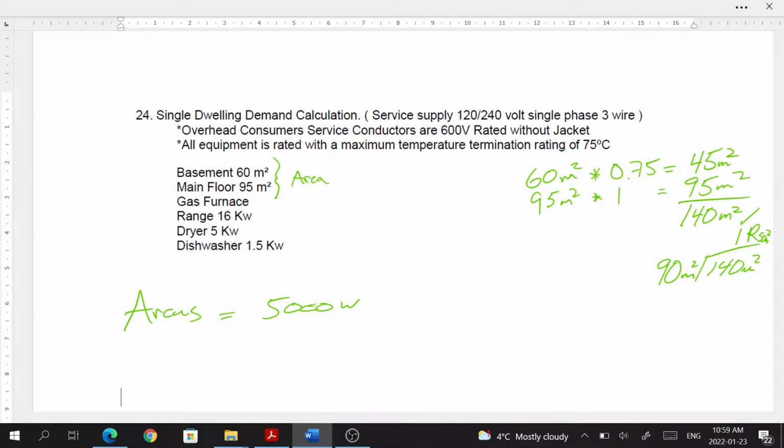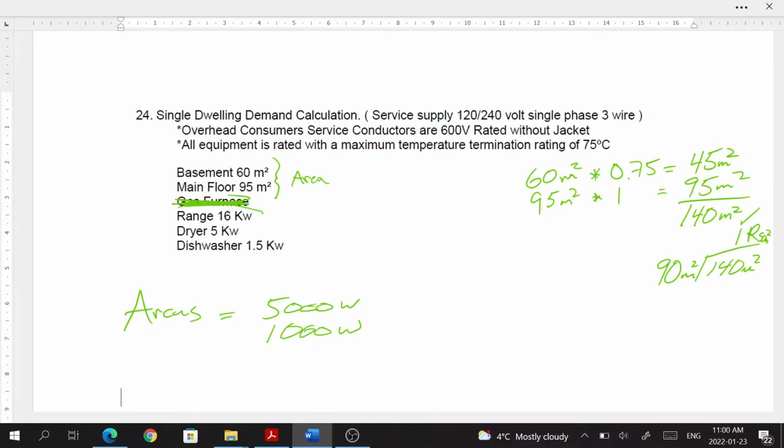And then any portion thereafter, so this 50 meters squared, we're going to take that at 1,000 watts. So our total area, we're going to account 6,000 watts to. Now we have our gas furnace. Gas doesn't use electricity. You might need a plug for the pilot light, but that takes a very minimal amount of current, so we're not even going to bother with that.